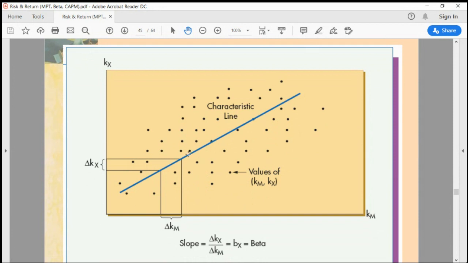So these dots were given before the equation of the line. No equation of the line is given. And we are trying to figure out, we are trying to identify this line, the trend line, from the given data.